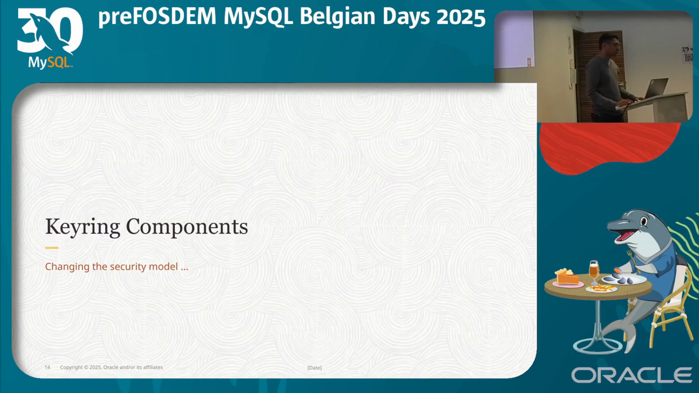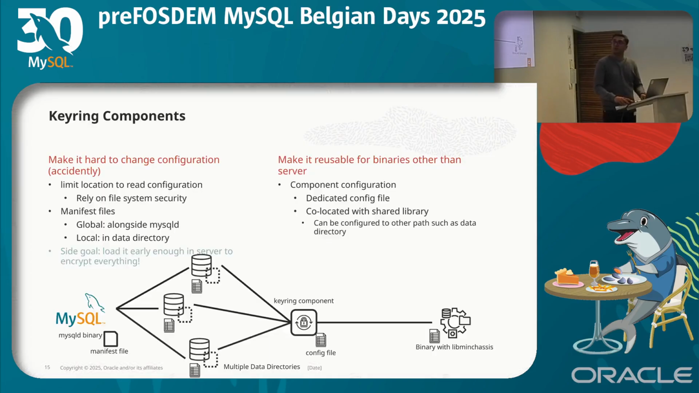The next one is migration to keyring component. We already have keyring plugins. We now have component systems. So the idea is to migrate to keyring components. Reason? Make it hard to change configuration accidentally. So far, keyring plugins depend on system variables which can be set at runtime, which means that you can change your security model at runtime through a remote DB. We didn't want to do that.